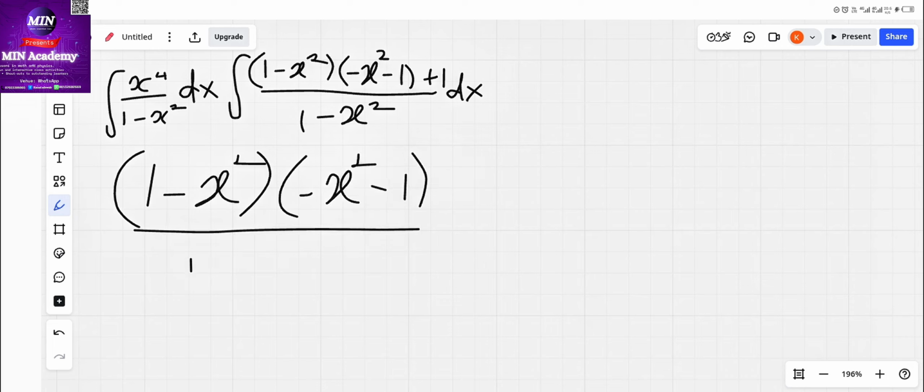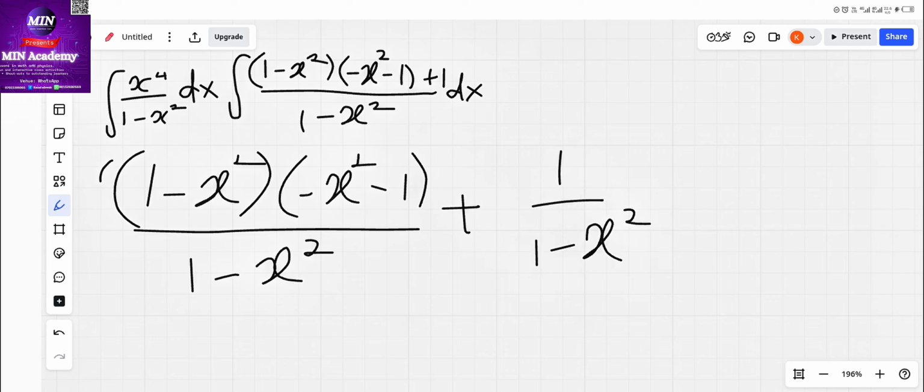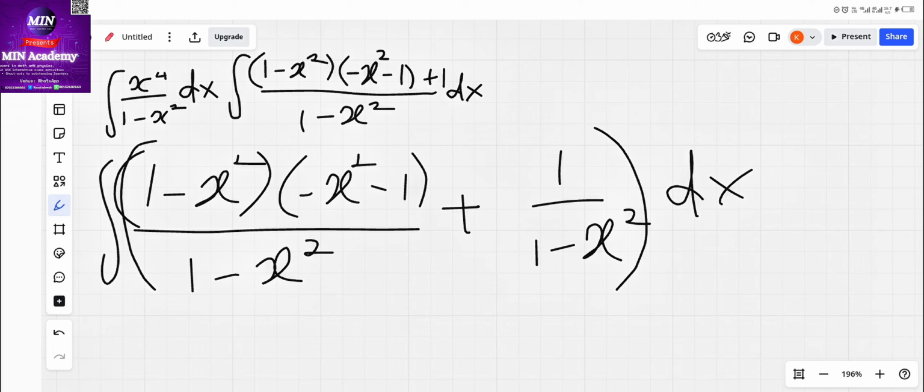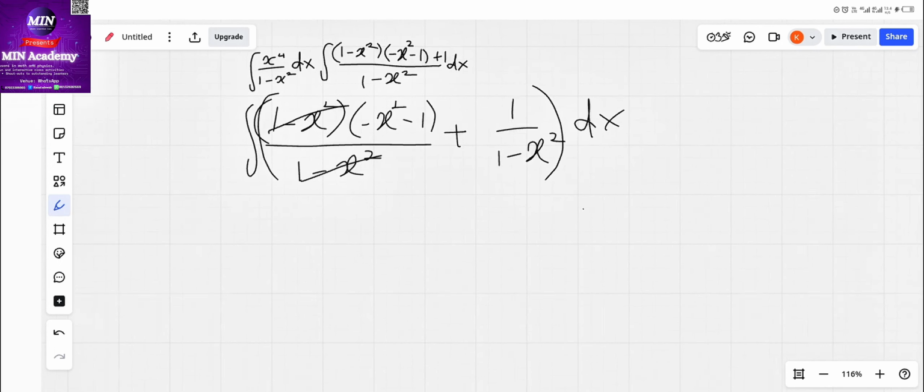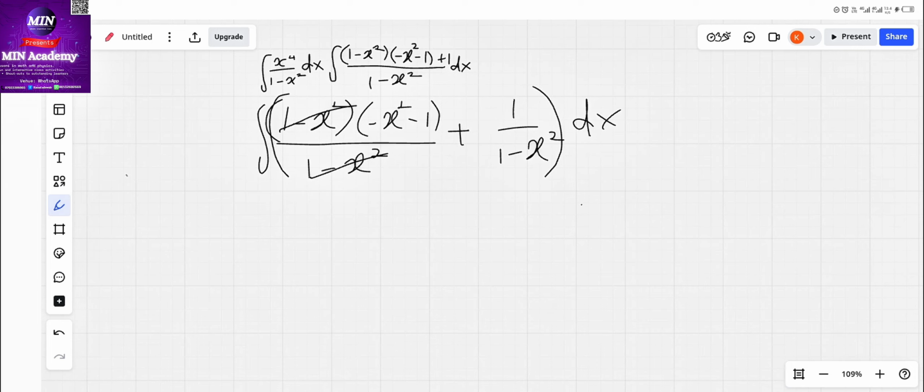So I've split this fraction into these parts. The 1 minus x squared cancels out the 1 minus x squared in the first term of the integral, so we are left with the integral of minus x squared minus 1. That's what we are left with after we cancel out 1 minus x squared.